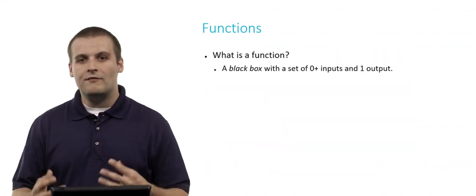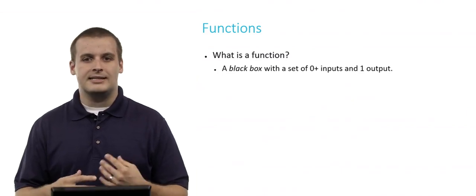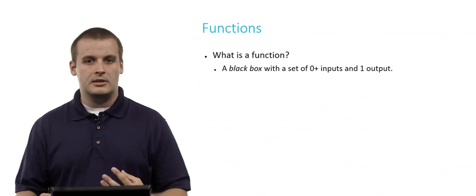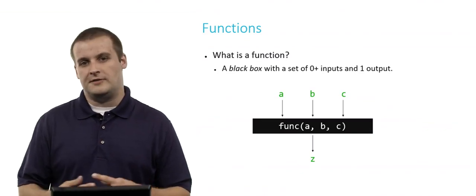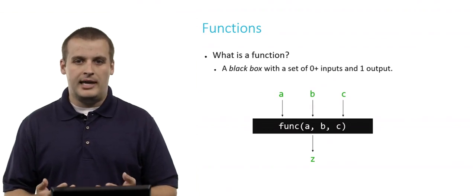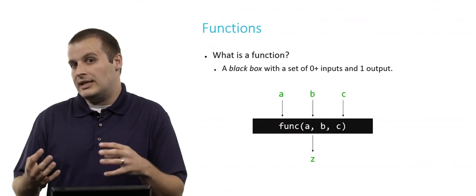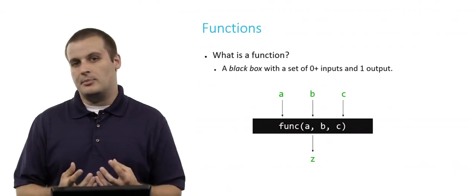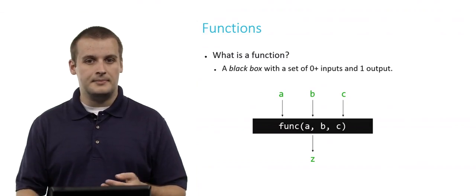What is a function? Well, a function is really nothing more than a black box. A black box that has a set of 0 or more inputs and a single output. So for example, this might be a function. This is a function called func, and it takes 3 inputs, A, B, and C. And inside that black box, we don't know exactly what it does, but it processes the inputs in some way, and it gives us a single output, in this case, Z.